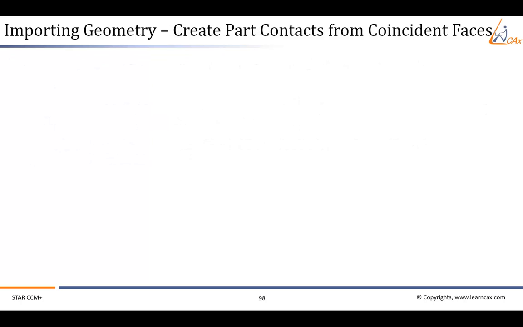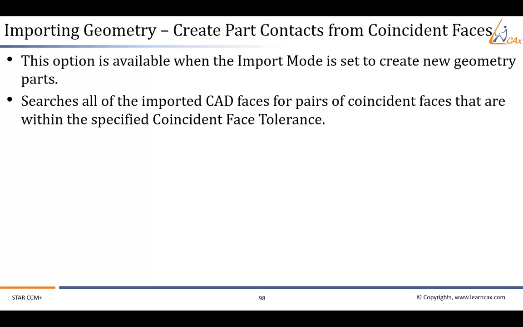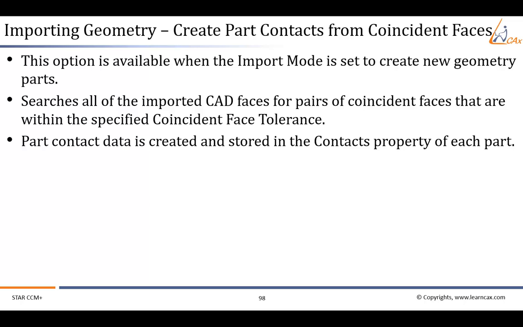The next option is Create Part Contacts from Coincident Faces. This option is available when the import mode is set to create new geometry parts. When activated, the importer searches all the imported CAD faces for pairs of coincident faces that are within the specified coincident face tolerance. For each pair found, part contact data is created and stored in the contacts property of each part.